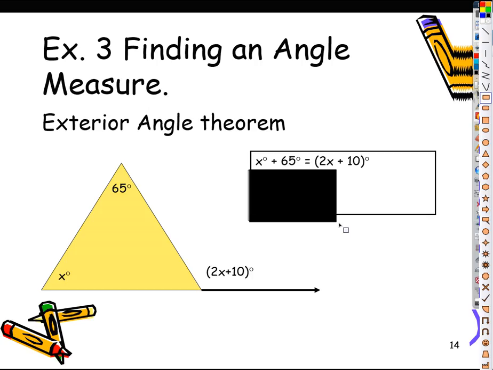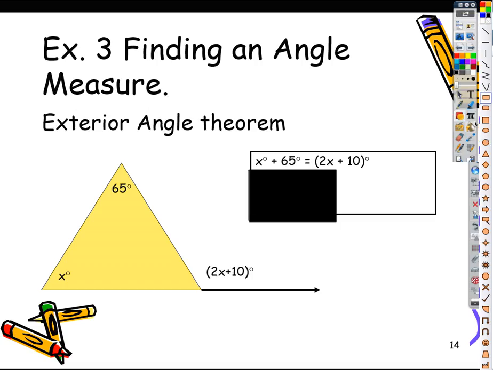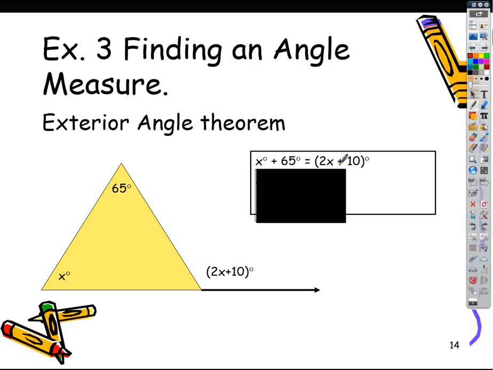We've got these two remote interior angles and the related exterior angle, the exterior angle that goes with them. So we know that the sum of the measures of the interior angles has to add up to the measure of the single exterior angle, right? And that's how we get this equation. X plus 65 must equal 2x plus 10, right? And so from that point on, it's a pretty simple thing for us to solve for x.